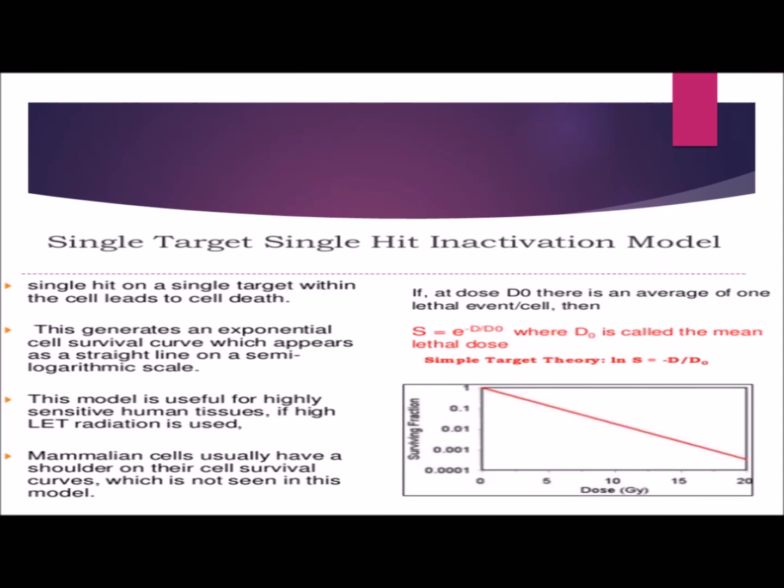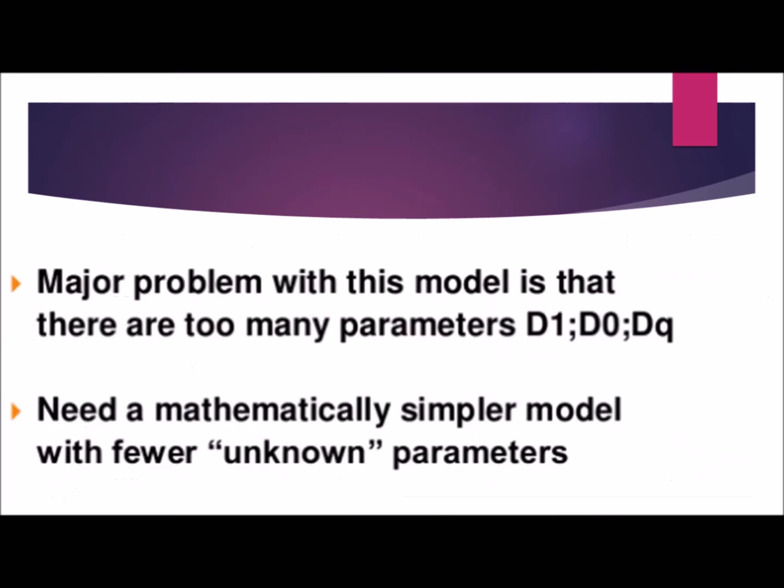This model is useful for highly sensitive human tissues if high LET, or linear energy transfer, radiation is used. Mammalian cells usually have a shoulder on their cell survival curves, which is not seen in this model. The major problem with this model is that there are too many parameters, especially in multi-hit.